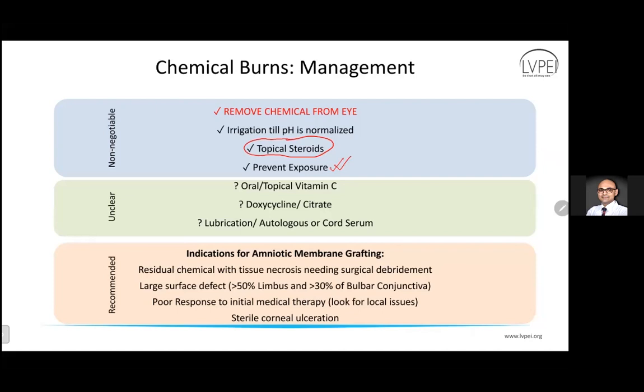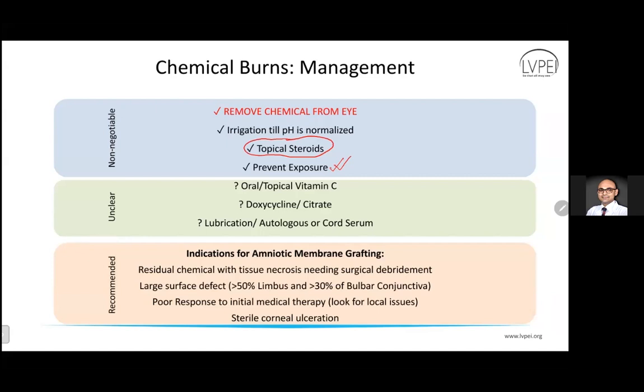And what are the indications for surgical intervention, particularly amniotic membrane grafting in chemical burns? Again, there is no consensus on this, but what is recommended and what we generally tend to follow here is that if you have a patient presenting with residual chemical, where irrigation has happened, but there's a lot of chemical stuck onto the eye, and you've not been successful in removing it even after irrigation, it's all stuck with the tenons, etc. It needs to be surgically removed. Then, of course, while you're doing it, you might as well do amniotic membrane grafting.